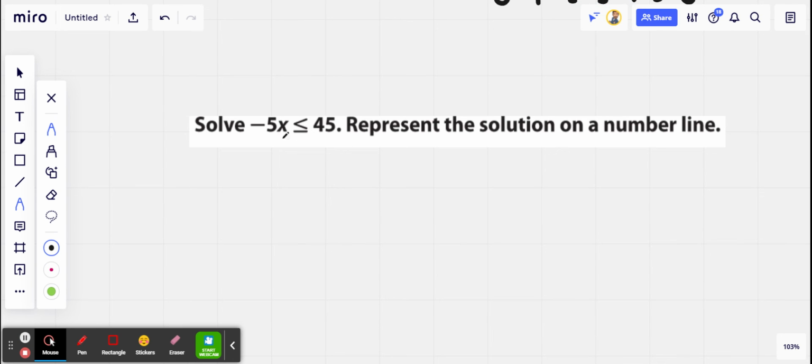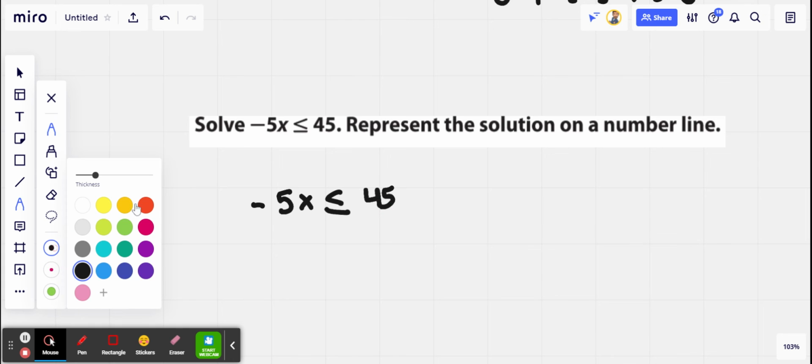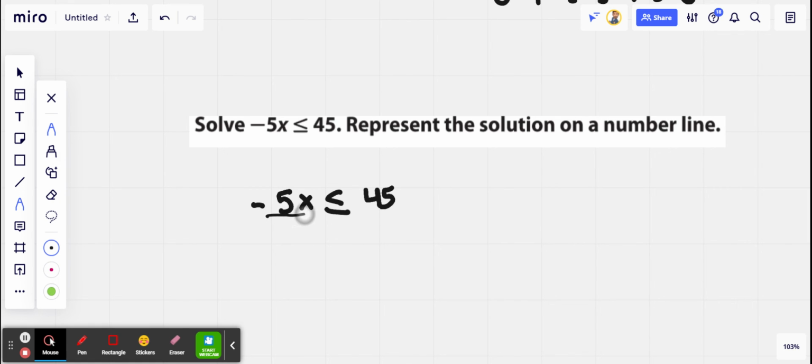Okay, let's look at this example. Solve negative 5x is less than or equal to 45, and represent the solution on a number line. So let's first solve this inequality. We have negative 5x is less than or equal to 45. Well, we know how to do this. We're going to treat the inequality symbol like it's an equal sign. What we do to one side, we do to the other. We have negative 5x, so this is a multiplication problem. We need to divide by the number being multiplied by the variable. So let's divide by negative 5 and divide by negative 5.